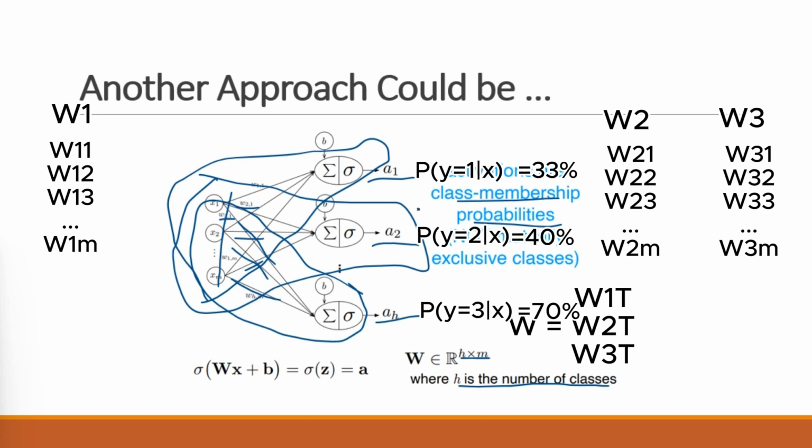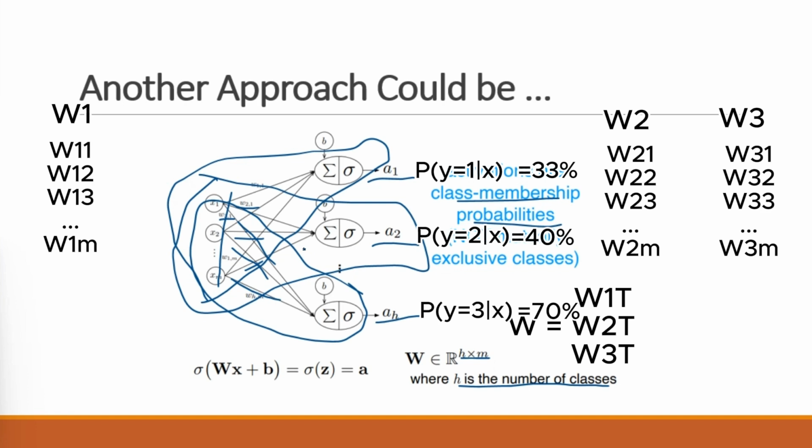For example, if the probability is 40% that this is class 2, the probability that this is not class 2 would be 60%. And for the first one, the probability that it does not belong to class 1 would be 67%. In any case, these probabilities don't sum up to 1. If we also take a look at this one, these don't sum up to 1. It can be a little bit weird. So if we have a number, let's say the digit 3 here, how can it be 33% number 1, 40% number 2, and 70% probability number 3? It doesn't really make intuitive sense.